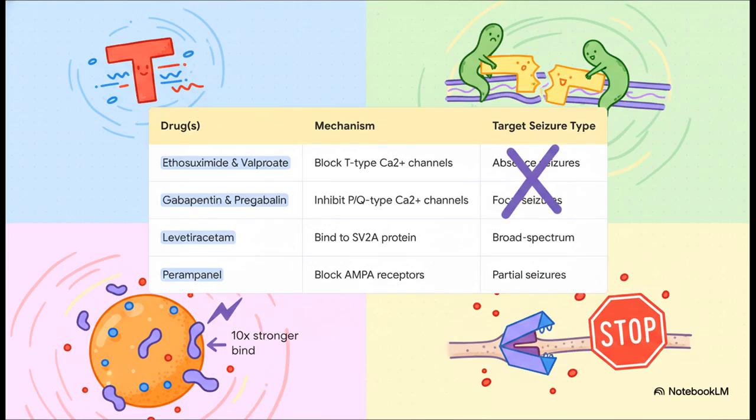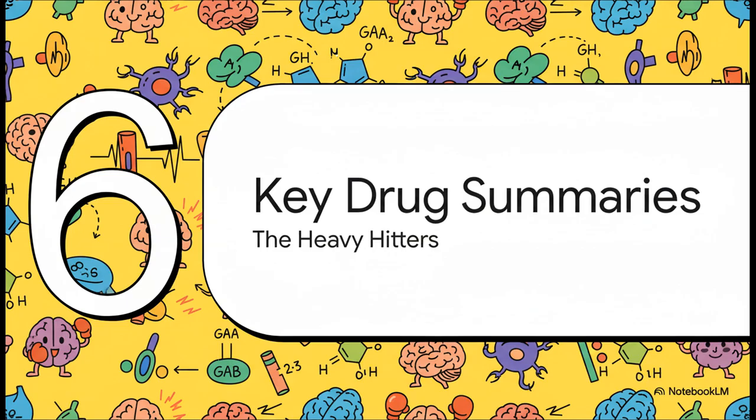Then, you have a totally different mechanism with levetiracetam and its cousin brivaracetam. They don't target a channel at all. Instead, they bind to a protein called SV2A that's on the little bubbles, the synaptic vesicles, that hold the neurotransmitter. By doing that, they disrupt the whole release process. And it's worth noting, brivaracetam is about 10 times more potent at binding to SV2A. And last but not least, you have perampanel, which works on the receiving end. It physically blocks the AMPA receptor, which is one of the main places where glutamate has to dock to deliver its go signal.